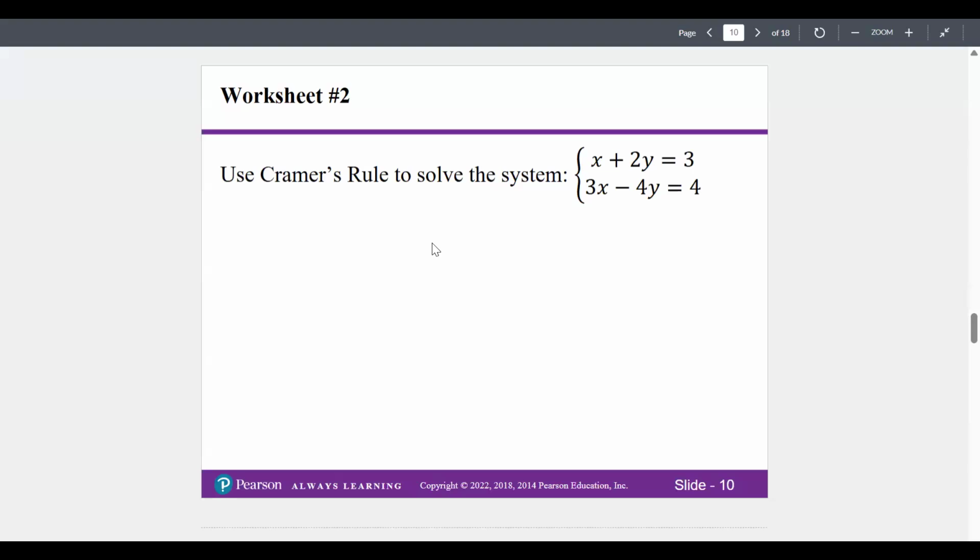So take a moment here and use Cramer's rule on this system of equations. x + 2y = 3, 3x - 4y = 4. So find your D, Dx, Dy determinants, and then figure out what your x and y are.